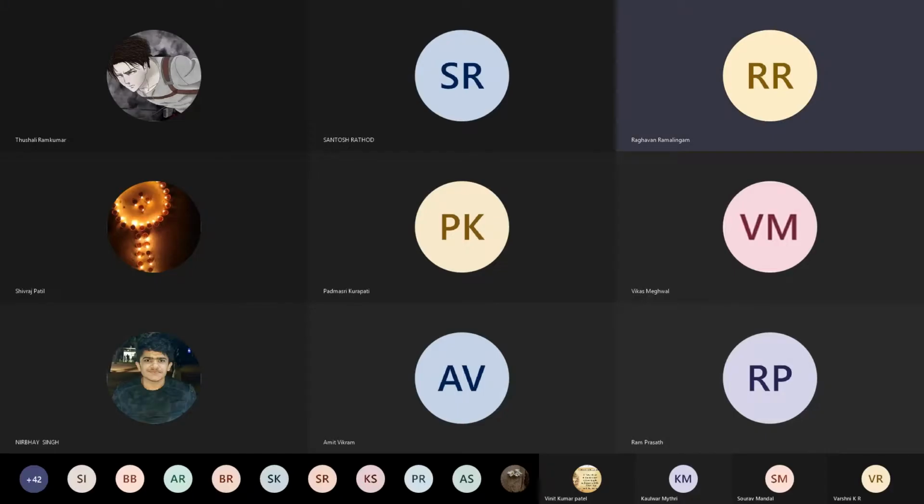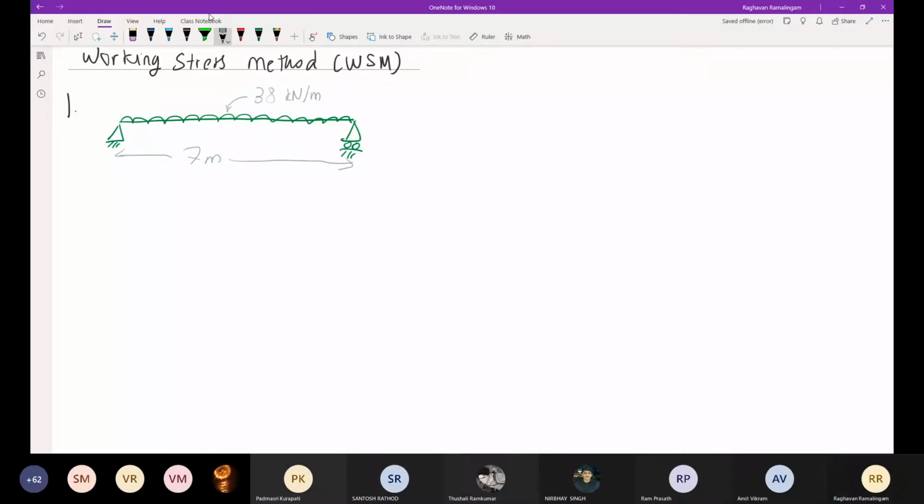38 kilonewton per meter, and this beam has a cross section of this shape. So the cross section of this beam is like this. It's a rectangular beam with 4 reinforcement rods. 1, 2, 3, 4. Okay. So 4 reinforcement rods of diameter 25.